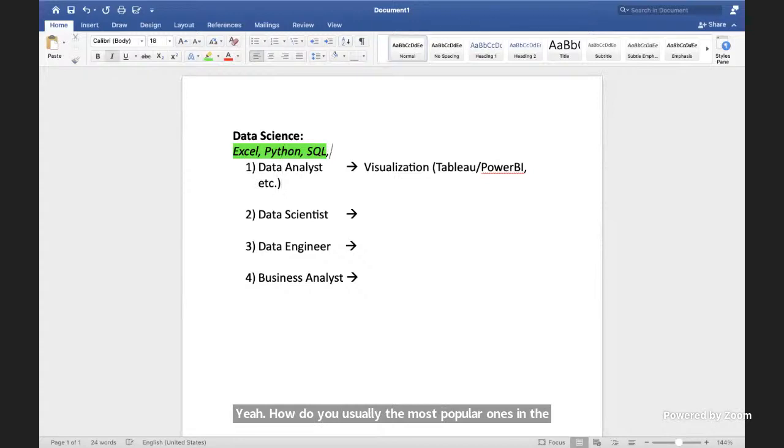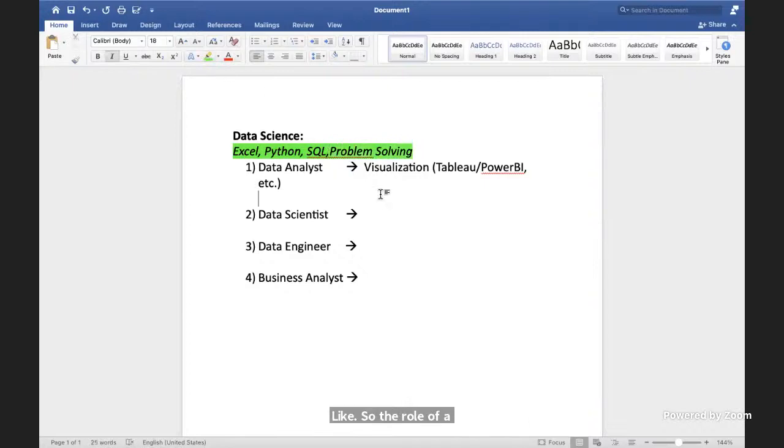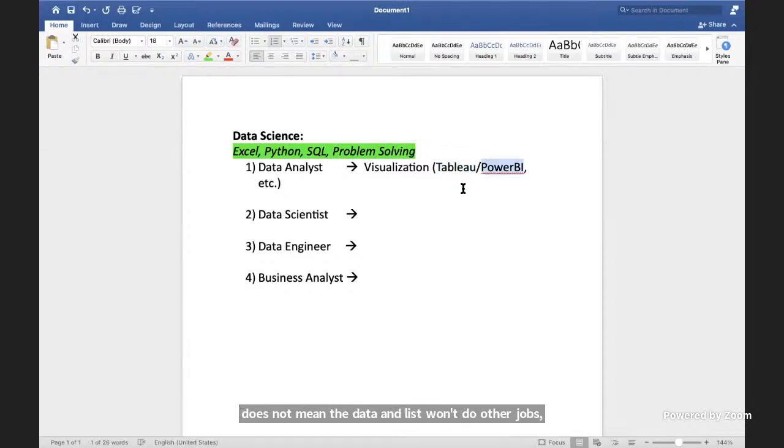And of course, problem solving. Sorry, I think I've told you so much about problem solving, I forgot to write it down here, right? So the role of a data analyst is to understand the problem statement, clean the data, work on the data, and try to create beautiful visualizations from the data set, which can be in Tableau and Power BI. This does not mean that data analysts won't do other jobs, but ideally this is what they are going to do. All right. I'll come to additional skills later.